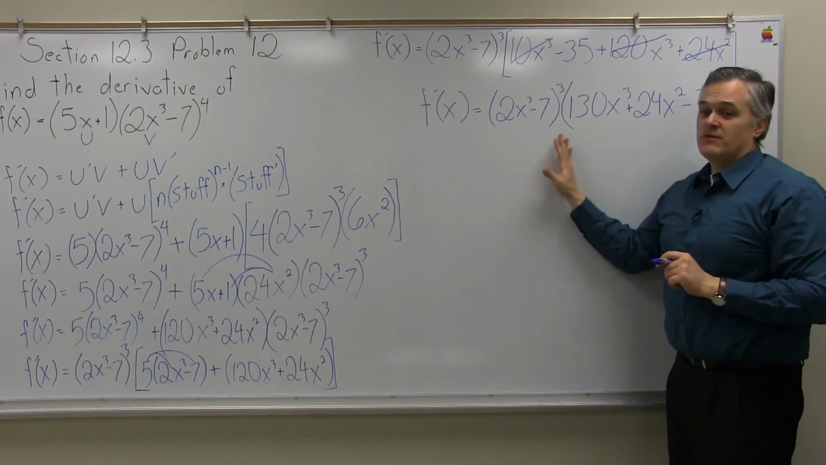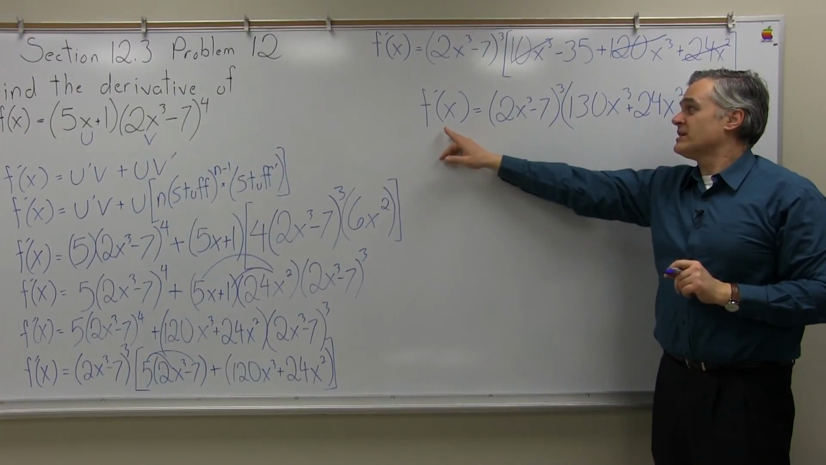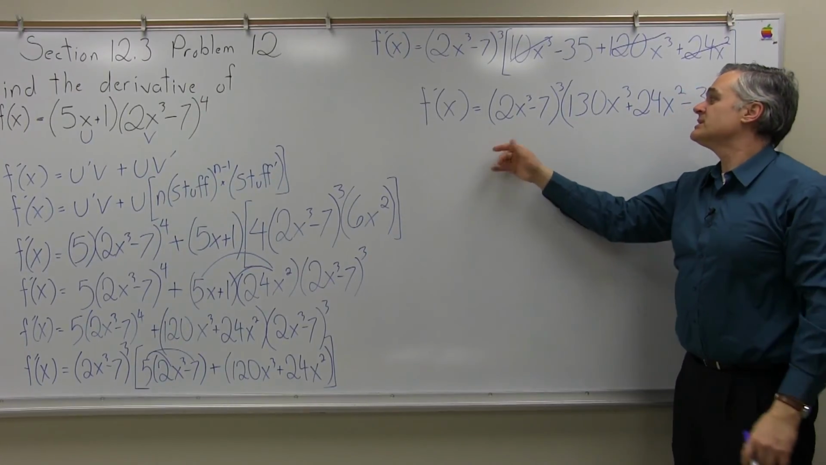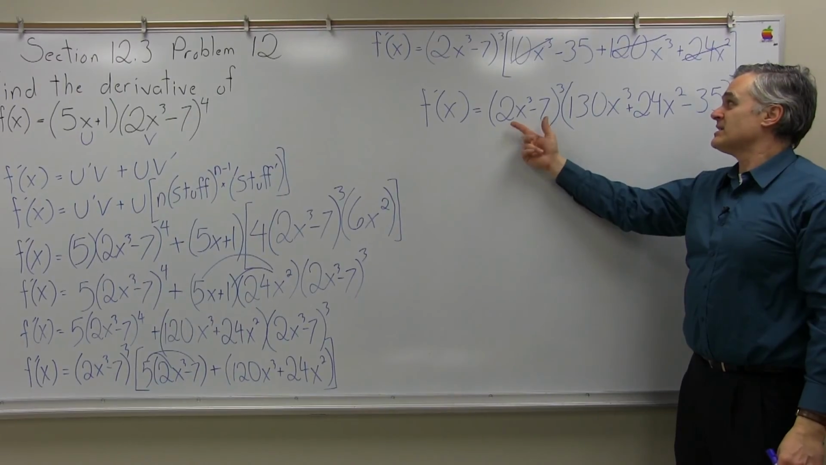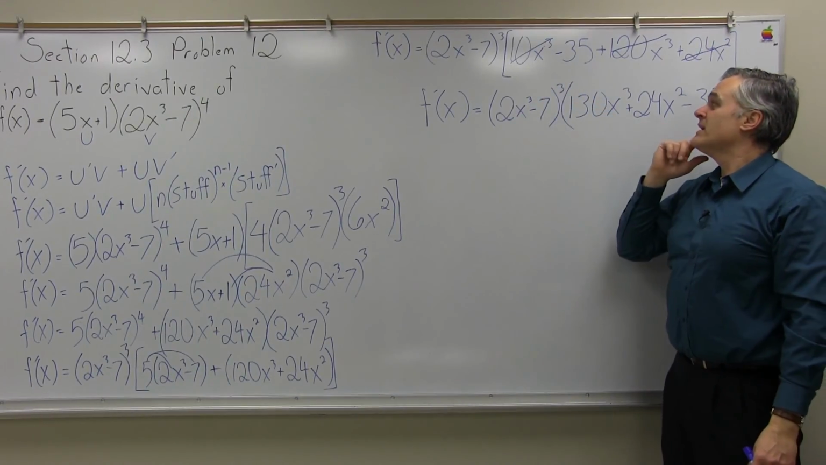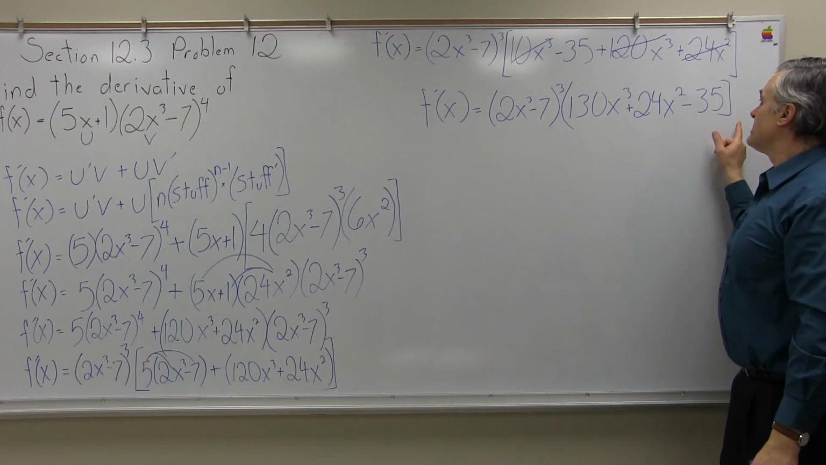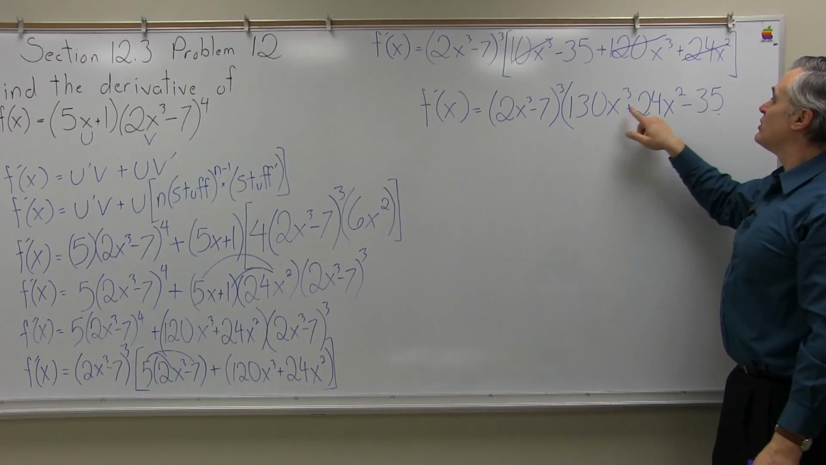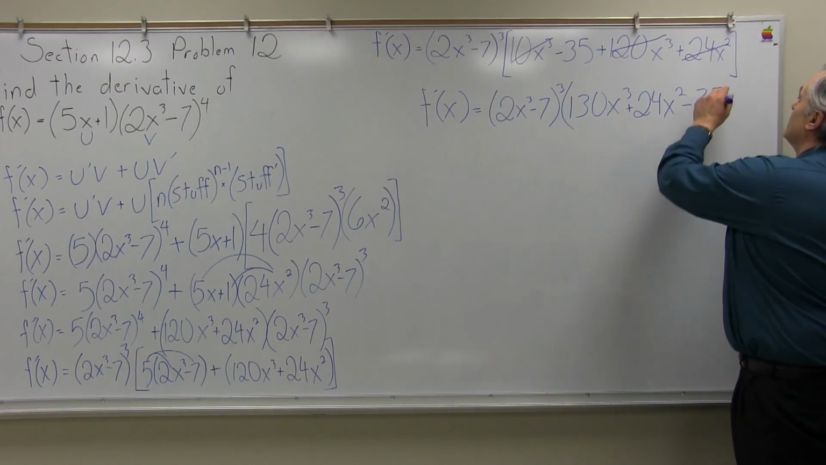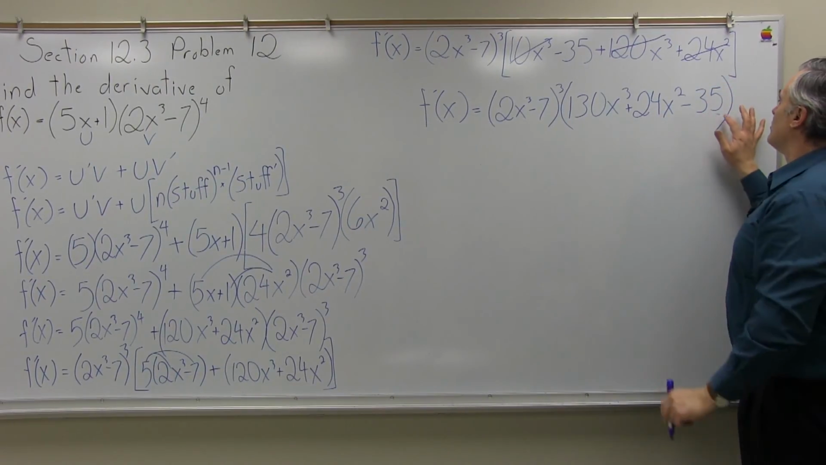And now that's as simplified as it'll go. So I have my final answer, f prime of x equals, one set of parentheses has 2x cubed minus 7 in it, and that set of parentheses is raised to the 3rd power. And then the second set of parentheses is 130x cubed plus 24x squared minus 35.